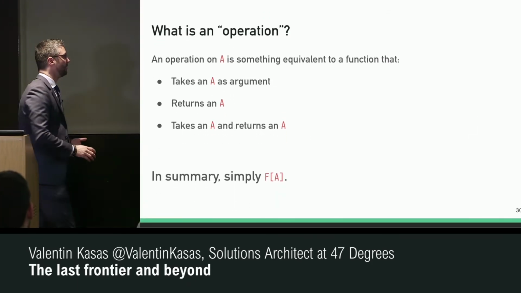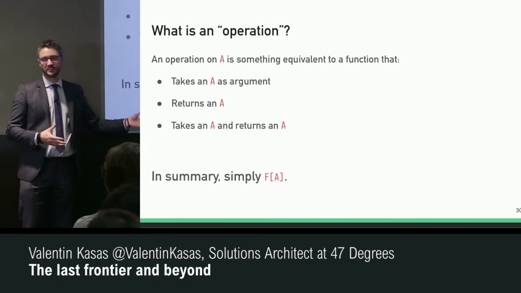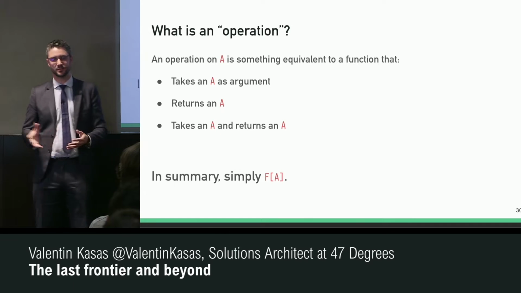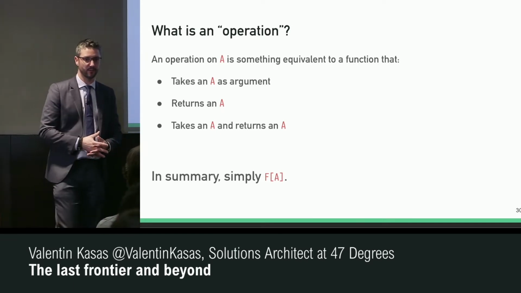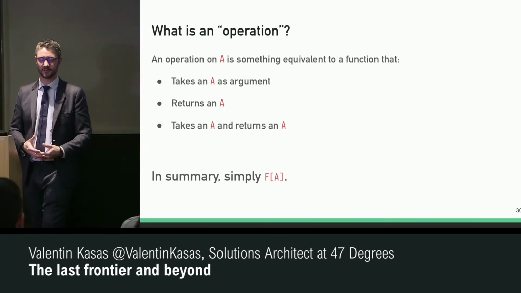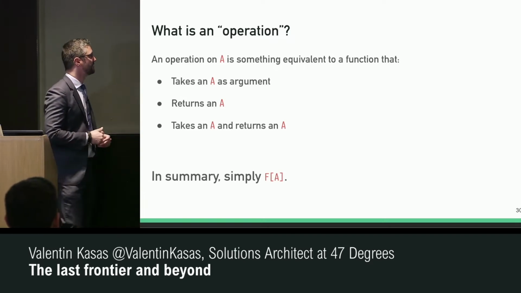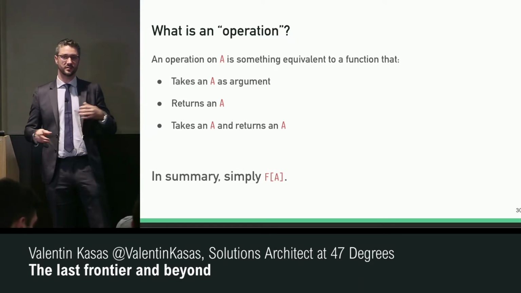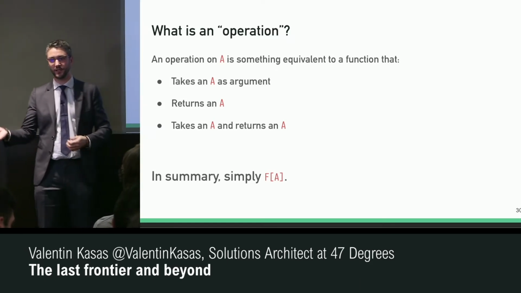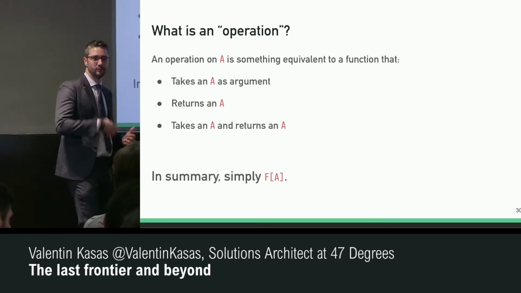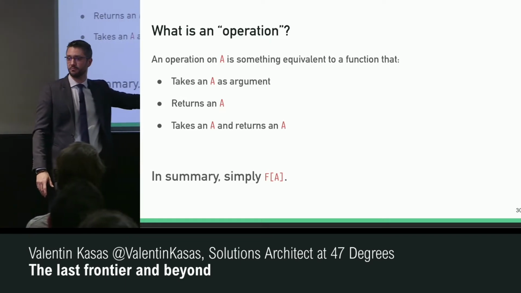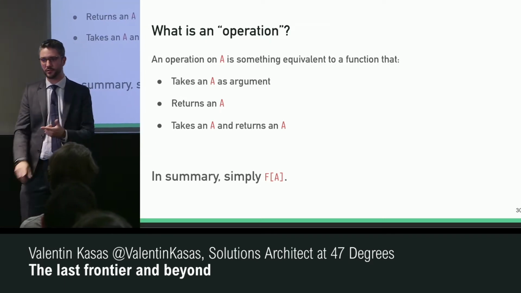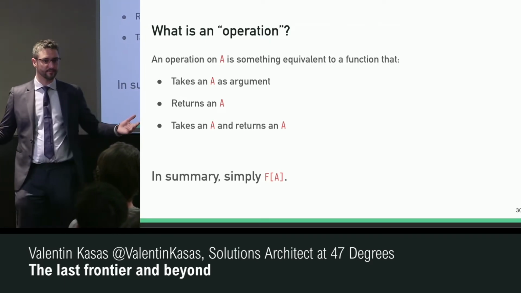So what do we call an operation? I could have said type class, but strictly speaking, a type class is supposed to have laws, and typically your JSON encoder doesn't have laws. So I prefer to talk about operations. An operation on an A is something that resembles a function that takes an A, or returns an A, or both. So from now on, I will just say an f of A. This operation can be a show of A, a JSON encoder, an EQ, whatever.